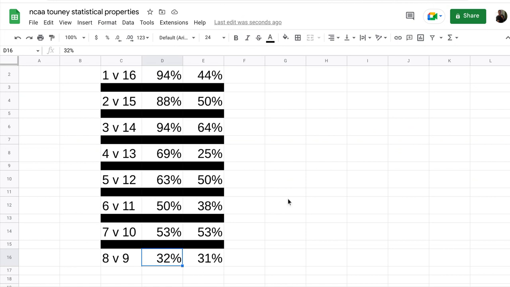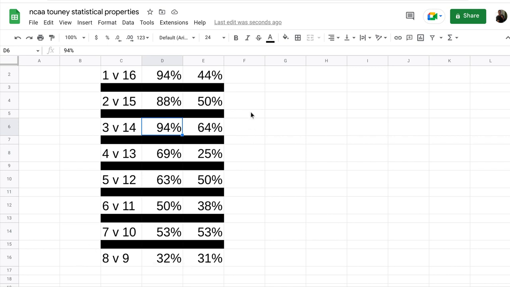Okay, so let's recap. If you're looking at brackets, again, you want to take the 1, 2, and 3 seeds. You want to pretty much put those through. You could maybe pick a 4 seed, a 5 seed, and then when you get to the 6th and the 7th, you're better just splitting those 50-50. If you're using the statistical properties, you would want to put maybe 3 of the 9 seeds through and maybe 1 of the 8 seeds.